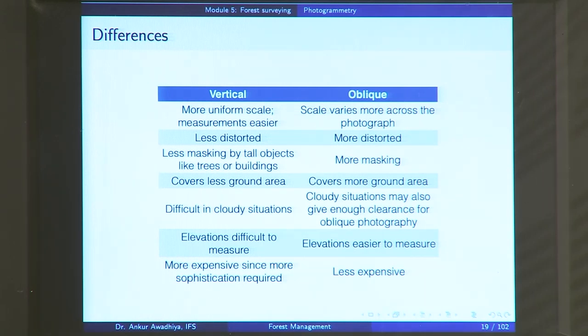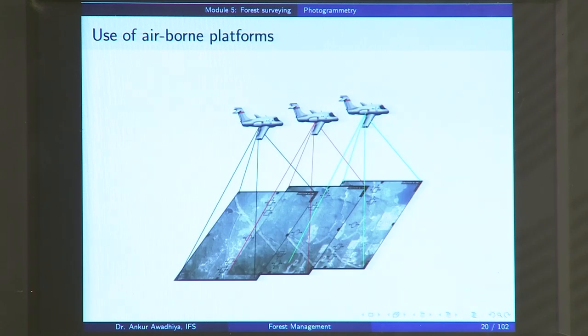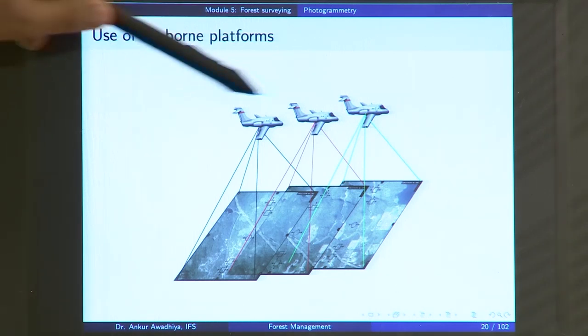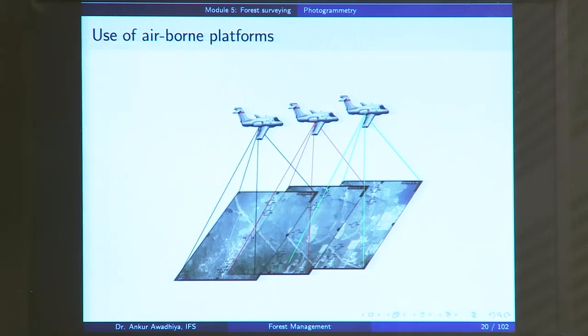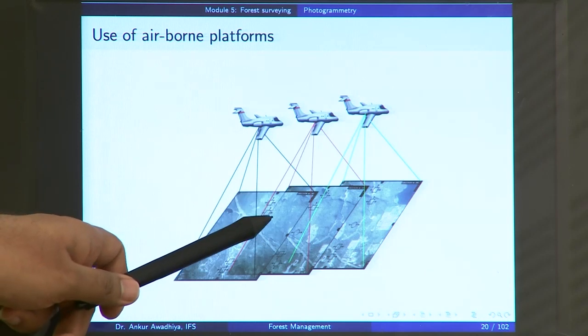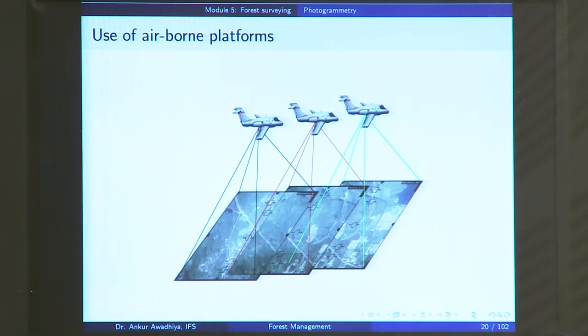Now, when we are making use of airborne platforms, so this is for instance the image of a plane that is moving and taking different photographs. We tend to take photographs in such a manner that there is a sufficient amount of overlap between every corresponding or nearby images. So, if you have a certain amount of overlap, then you will be able to process these images in a fashion that they can be joined together into one big photograph.